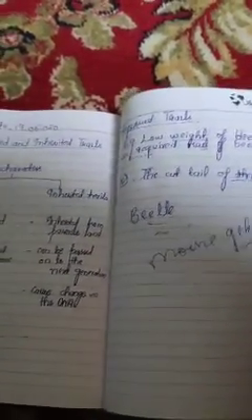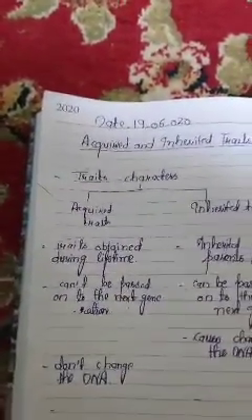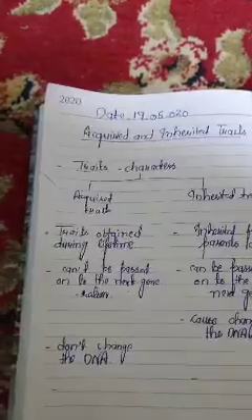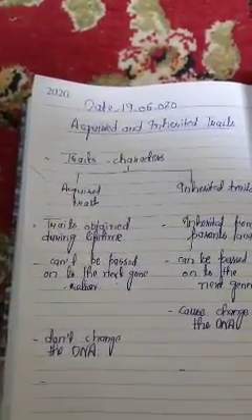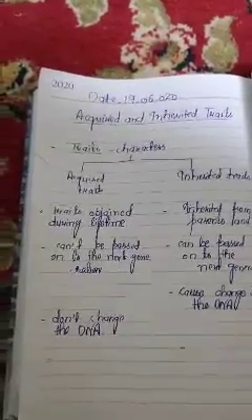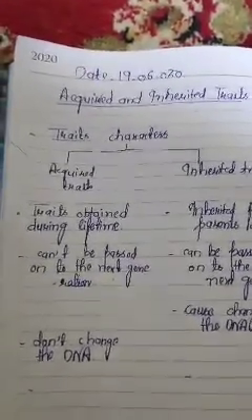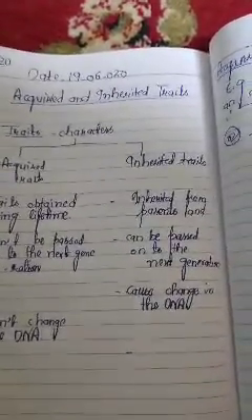These are acquired traits. Thus you can remember acquired traits are those traits which are obtained by an organism during lifetime, and these traits cannot be passed down to the next generation, and in case of acquired traits DNA does not change. Now inherited traits.